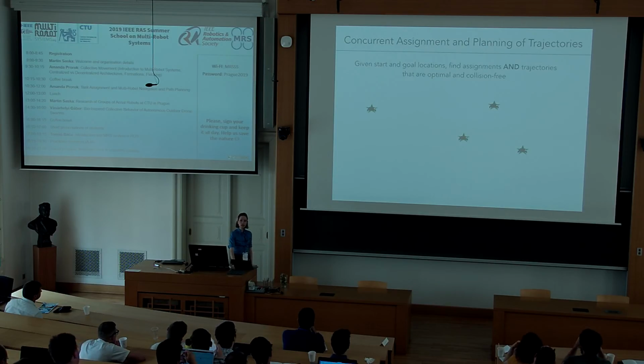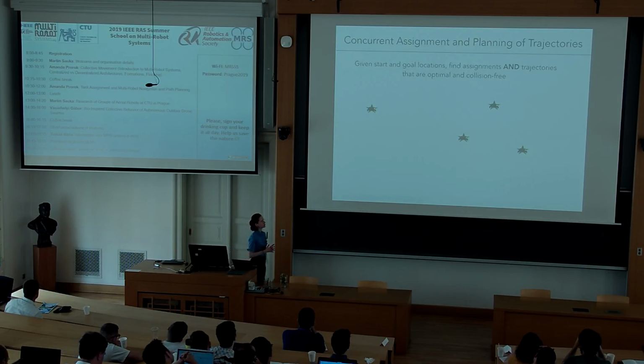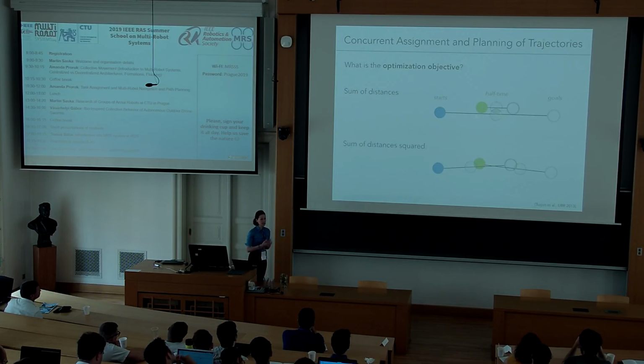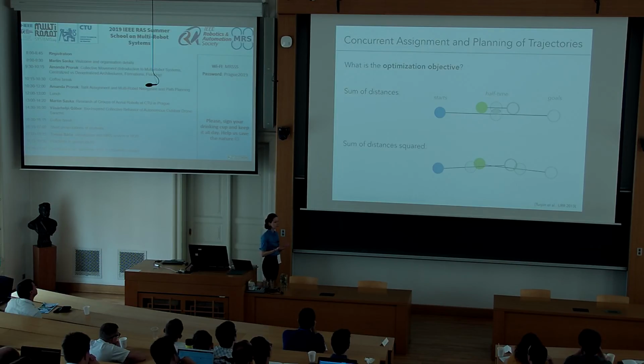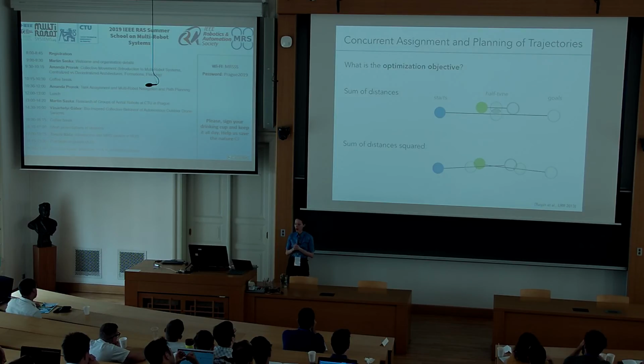Now, the key question here is, what is the optimization objective going to be? That's a key design feature because that will determine whether or not I'm actually able to solve this problem effectively and elegantly with ideally not too much computational overhead. And the really interesting insight that Turpin and colleagues made in their paper was that I could consider an optimization objective which basically counts the sum of distances between all robots and their potential goal locations, or I could consider the sum of distances squared.